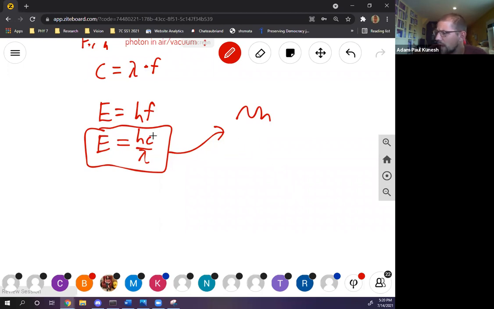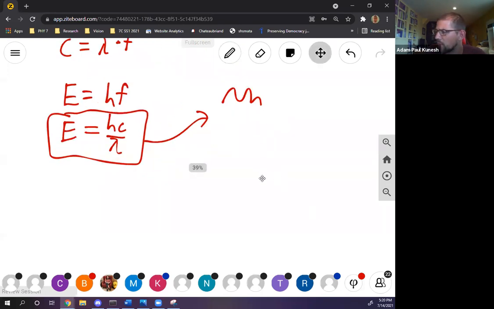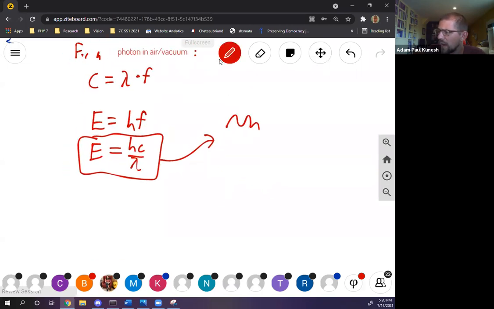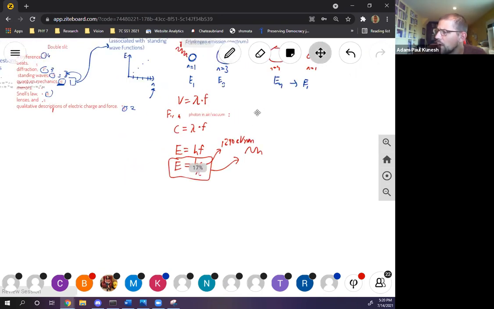As it happens, hc is 1240 electron volts times nanometers. So if I know the wavelength, it's really quick to compute the energy in units of electron volts. So hc, this thing on top, is roughly 1240 electron volts times nanometers. And that's something that we'll provide on the exam too.